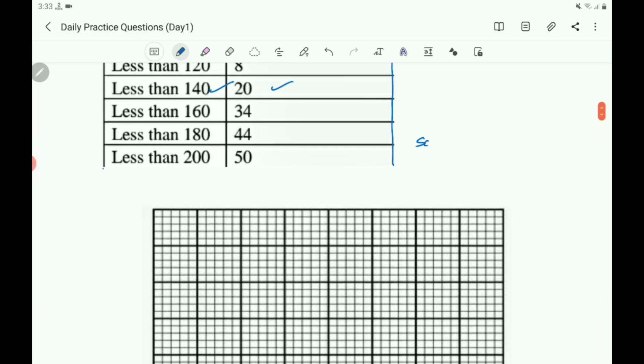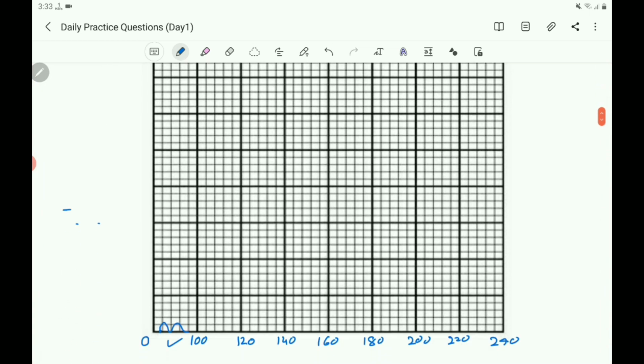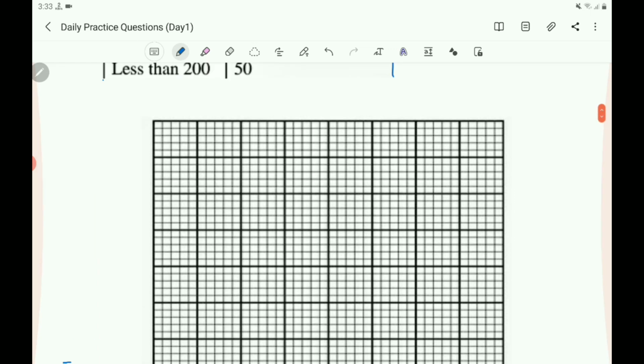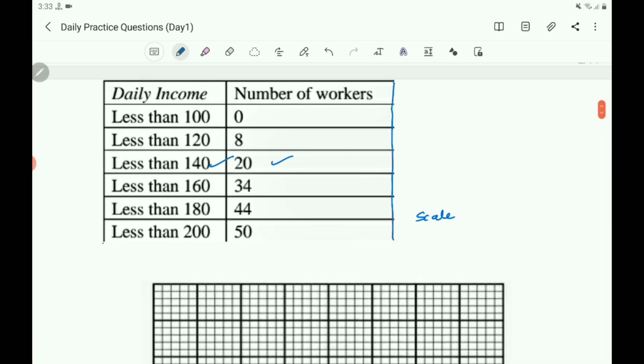Scale, what you have taken: 1 centimeter equals 20, 20, 20, 20 you have taken. So let us write 1 centimeter equals how many, you have taken as scale on the x-axis. 1 centimeter equals, that is daily income in rupees. So we have taken 20 rupees.